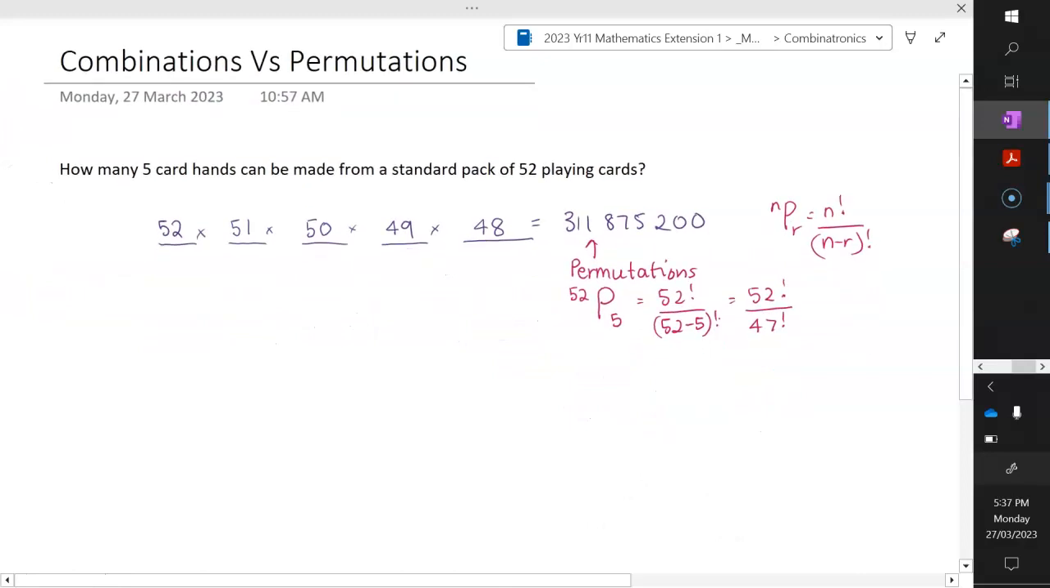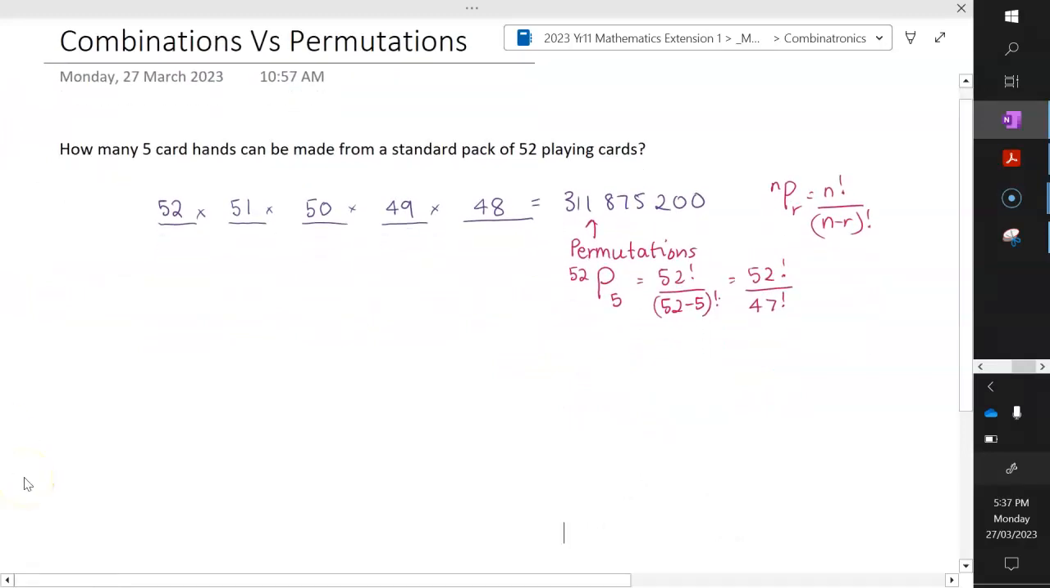But with this question, I want to look at how many 5-card hands. I don't know if you have played cards before, but when we're playing cards, you normally hold them in your hand and you can shuffle the cards into any order that you want. There's no necessity to have them in a particular order. So for this question, I actually want to look at the solution with a combination instead of a permutation. With my 5 cards, I don't care what order they are in.